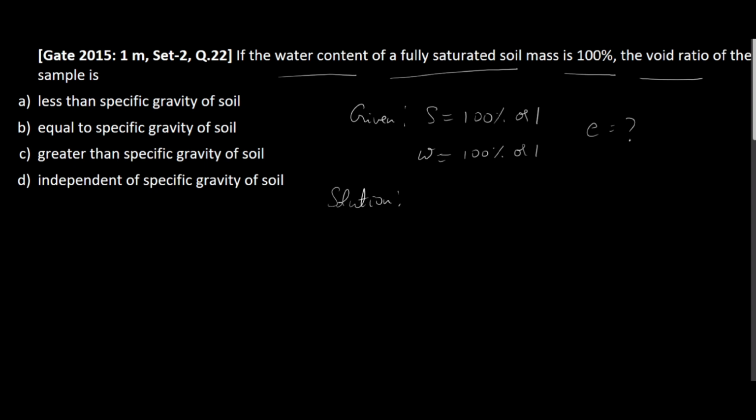Solution. From the functional relationship equation, which is Se equal to wG, you can easily remember this equation as the Sewg equation. So it is given that S will be equal to 1 into e, which is equal to w is 1 into G. So we'll be getting e equal to G. And from the given options, option B is the right answer.